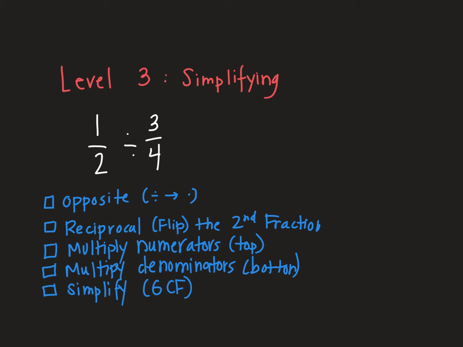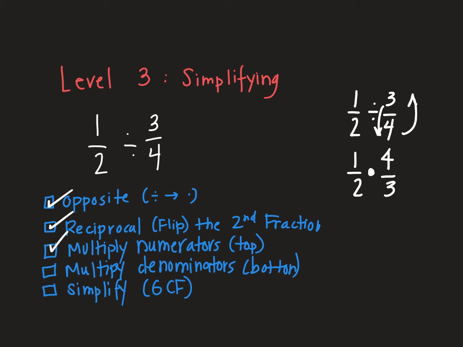We're going to write this over here just for a little bit more room. 1/2 divided by 3/4. The first thing I do is rewrite this as a multiplication problem. Do the opposite. The second thing I'm going to do, I'm going to flip the second fraction. Remember, it's always the second, not the first. Always flip the second one. So I just flipped it over so that the numerator goes to denominator.